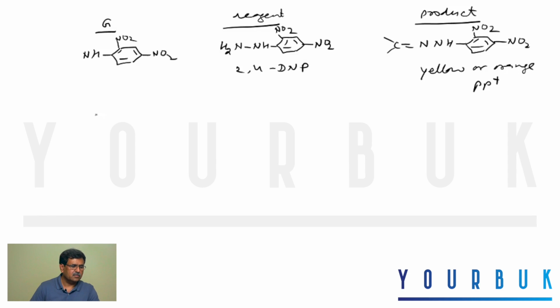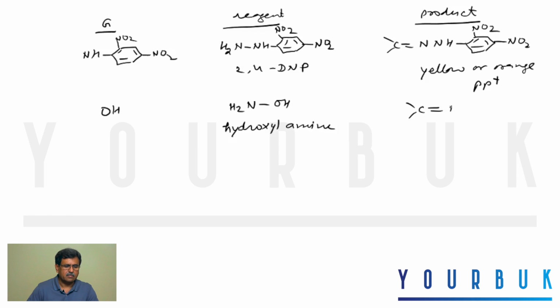Now similarly, G can be this also, OH. Then the reagent is called hydroxylamine. Hydroxyl means OH and amine means NH2. This is hydroxylamine, and the product obtained is called oxime. So you just write oxime as a suffix to the parent compound.